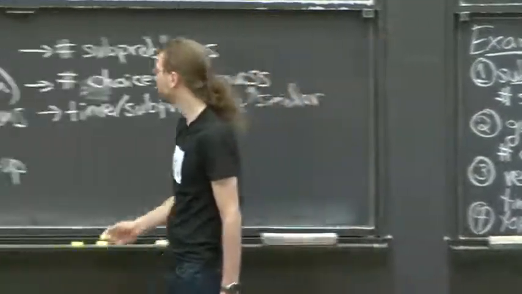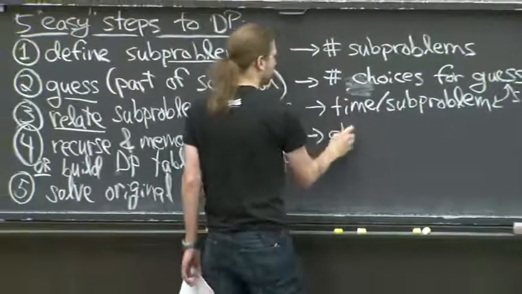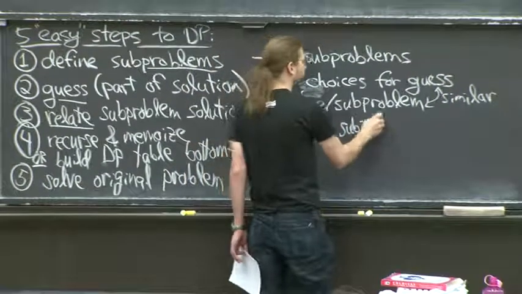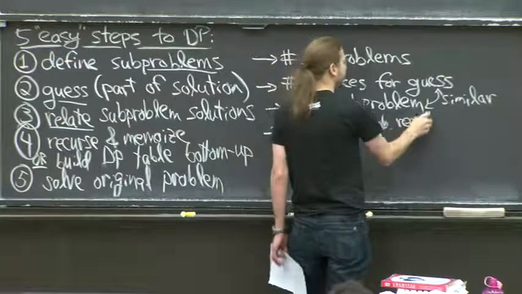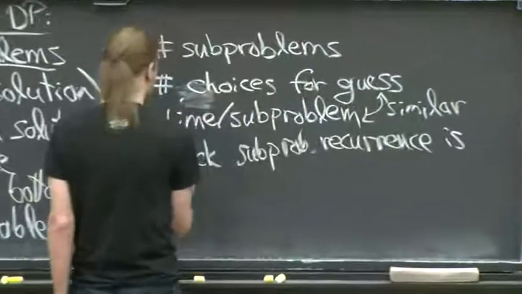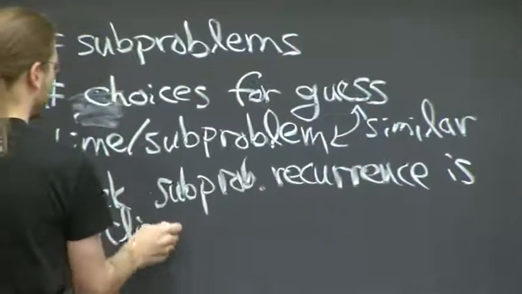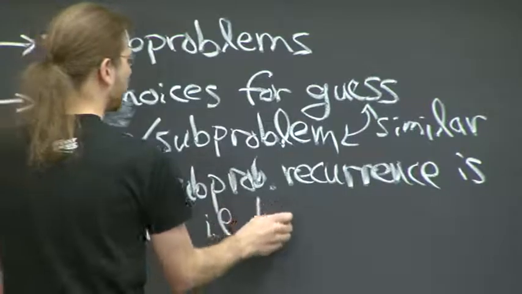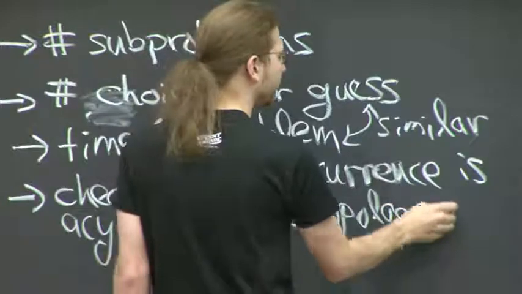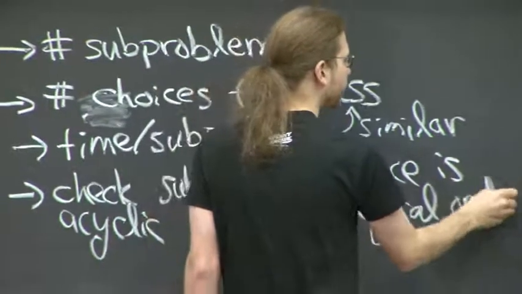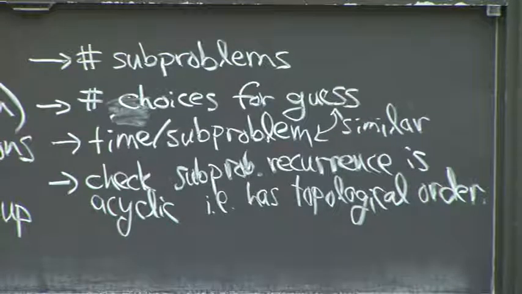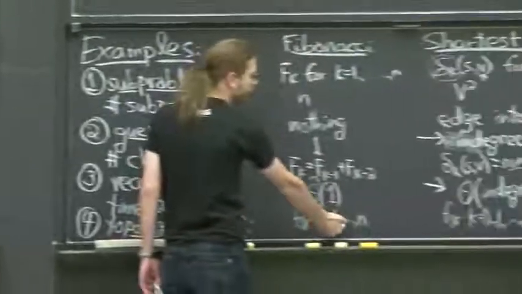And in general, what we need to check here is that the subproblem recurrence is acyclic. In other words, that it has a topological order. So we can use topological sort. We don't actually use topological sort algorithm usually. You can just think about it. In the case of Fibonacci numbers, it's clear. You want to start with the smallest one and end up with the biggest one.